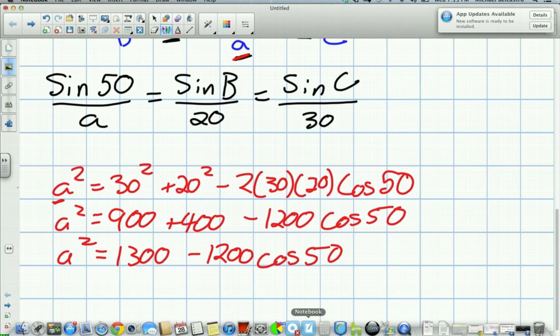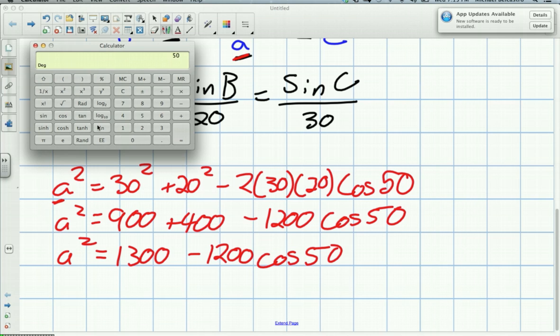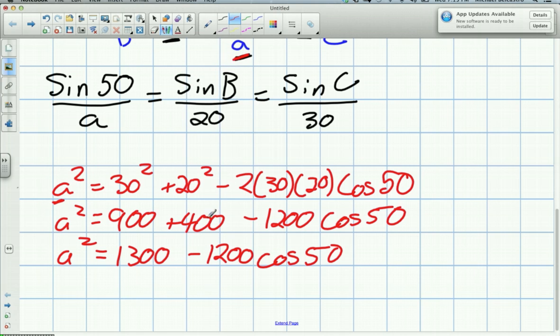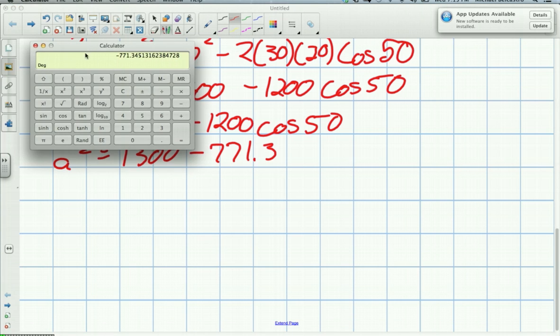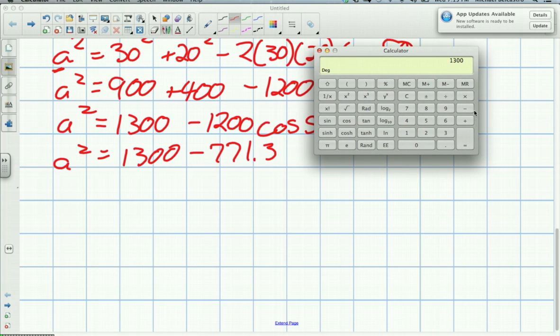So let's actually use our calculator here. 50 cos times negative 1200 is negative 771.3. So negative 771.3. And now it's 1300 subtract 771.3 equals A squared. Okay? But you can't have a negative number in a square root. You're right, but 1300 is bigger than 771, right? So we take our 1300, subtract 771.3, we get positive 528.7, right?